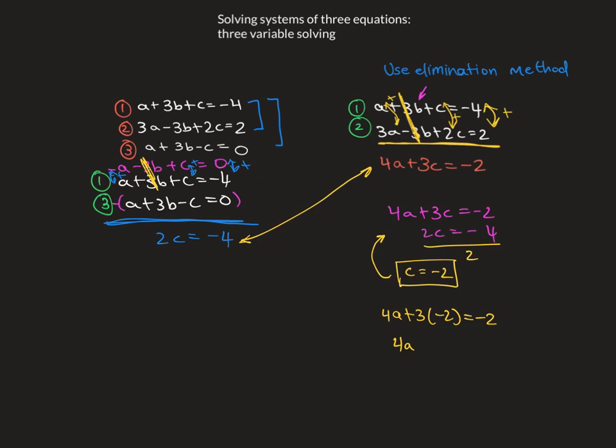4a, 3 times minus 2 would be minus 6, equals minus 2. Plus 6 on both sides. 4a is equal to 4, and that means a is equal to positive 1.